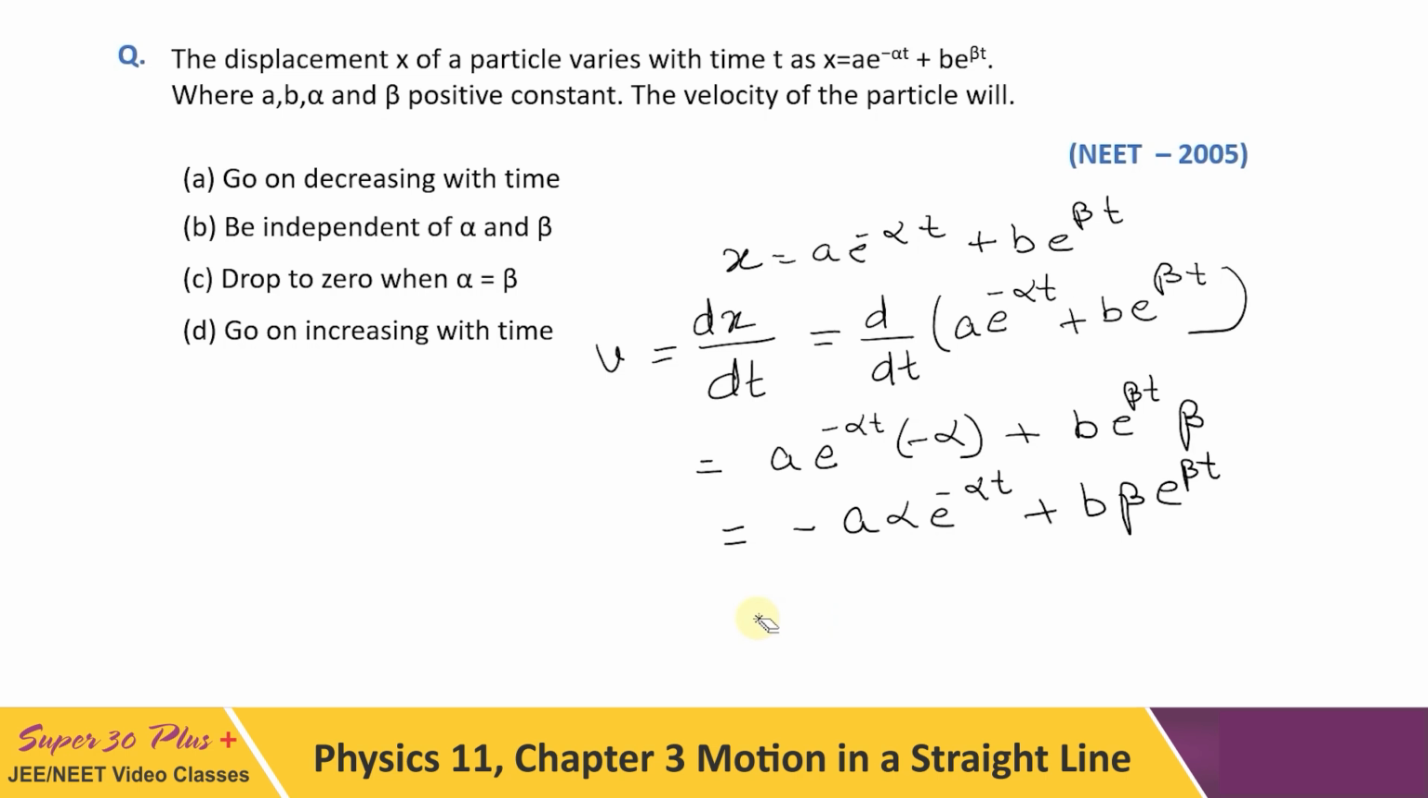So to check the variation in v, let us first calculate the acceleration also. So acceleration, if we write, that will be dv by dt. So it has to be differentiated once again. On differentiating again, we will get a alpha square e to the power minus alpha t plus b beta square e to the power beta t. As you can see, acceleration will be positive. All a, alpha, b, beta are positive constants. So acceleration is positive. So velocity will go on increasing with time, which is option number 4.